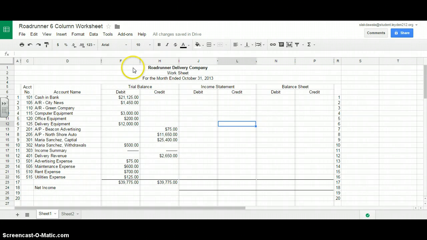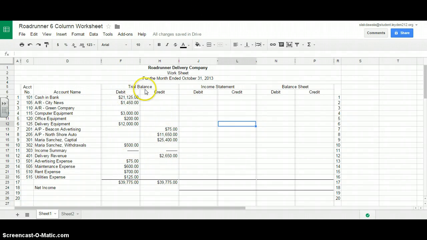The first section that we see here is the 3-column heading, and most financial statements will have this. It says the company name, what we are actually looking at, which is our 6-column worksheet, and then the accounting period that we're looking at. So in this example, we are looking at the accounting period of the month ending October 31st, 2013. The next section, the second section, is our account names and numbers. These are all the accounts that we have been working with thus far for Roadrunner Delivery Company.